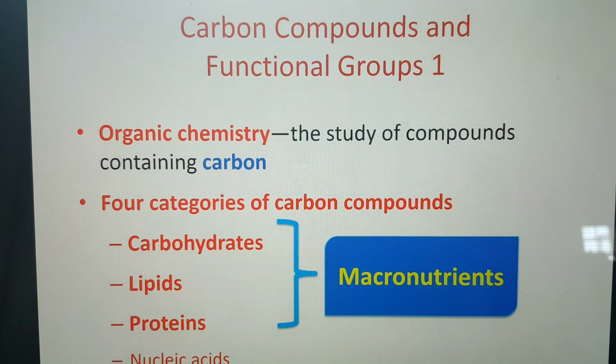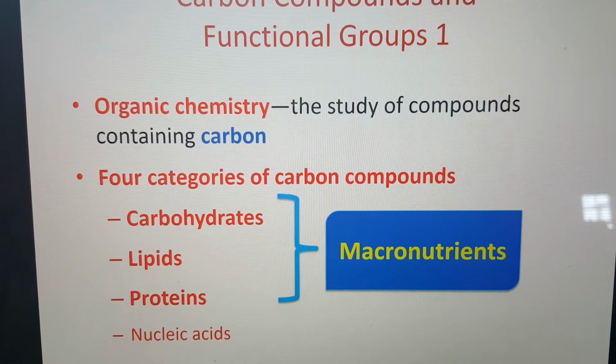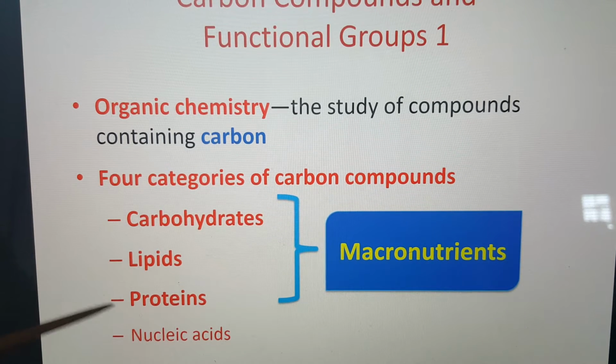So we have 4 different categories of our carbon compounds. We have carbohydrates, lipids, and proteins. All 3 of those are considered macronutrients, so things we need a lot of during the day. That's why we eat so much. And then the last section are your nucleic acids, which are your DNA, RNA, and ATP, and a few other nucleotides.